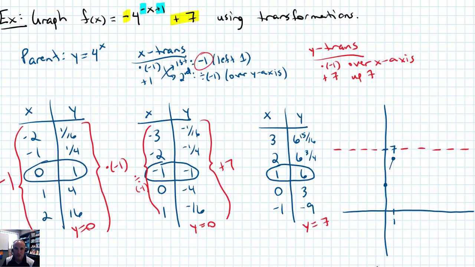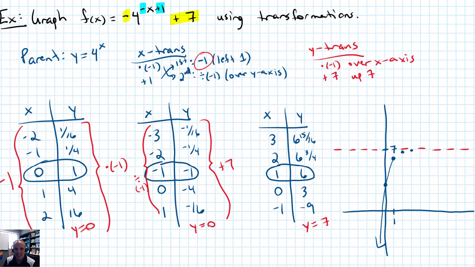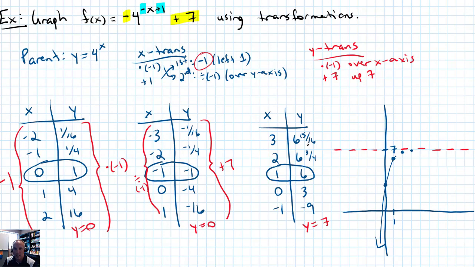This is our growth side. It's growing really pretty rapidly. Plotting points on the other side at 2, 6 and 3/4, that's getting close to our asymptote. And then 3, 6 and 15/16 is even closer. So this is our shrinking side. And there we go. We have the final graph of this transformed exponential function with two x transformations and two y transformations.